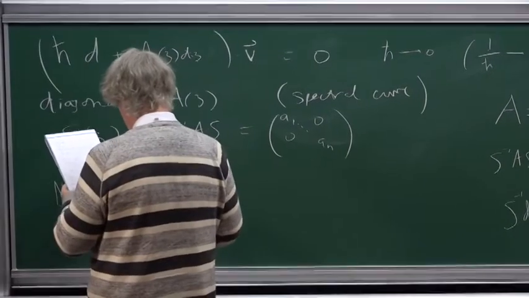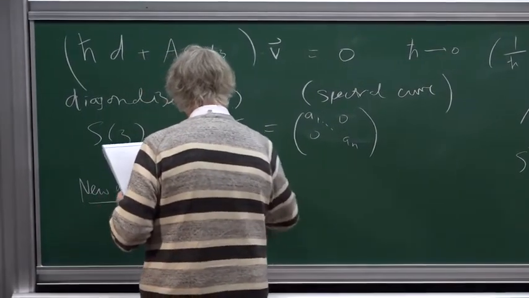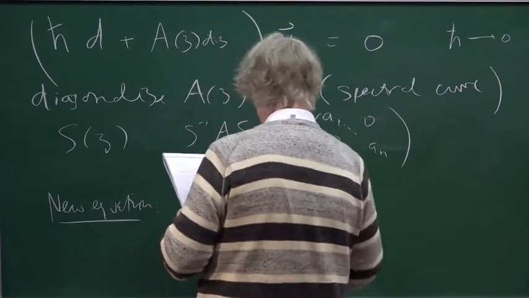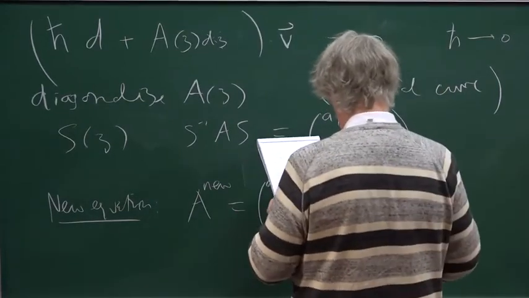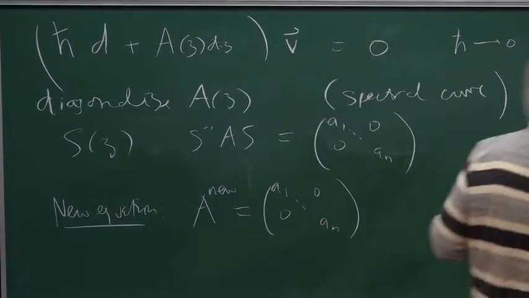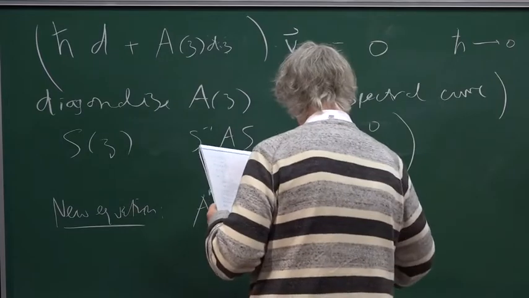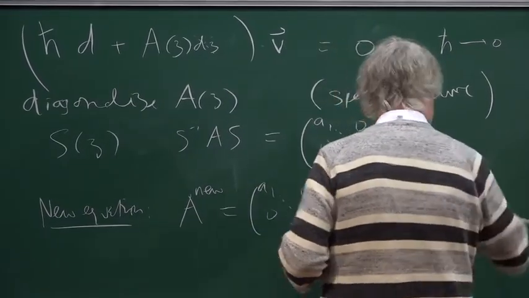So let's call the new A just the diagonal matrix. Let's call this R. This is the rank. This is the rank bundle. And then B is this extra gauge term.